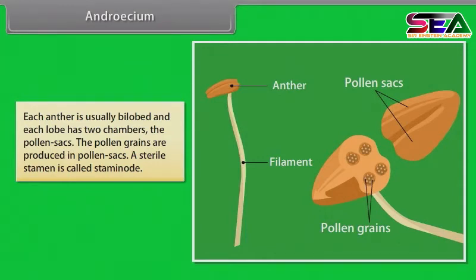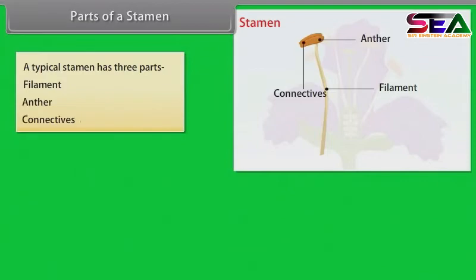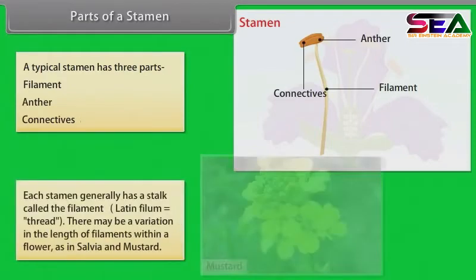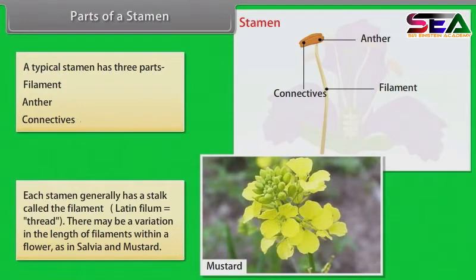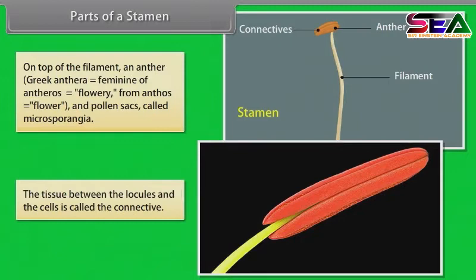A sterile stamen is called staminode. A typical stamen has 3 parts: filament, anther, and connective. Each stamen generally has a stalk called the filament. There may be a variation in the length of filaments within a flower, as in salvia and mustard. On top of the filament is the anther, with pollen sacs called microsporangia. The tissue between the locules is called the connective.